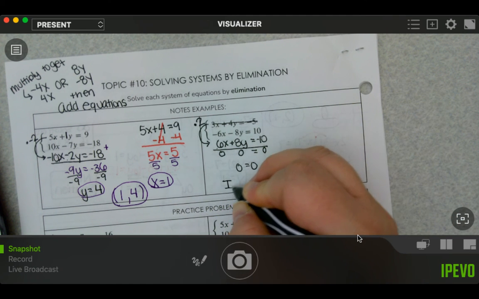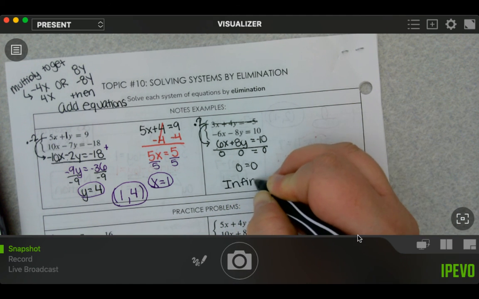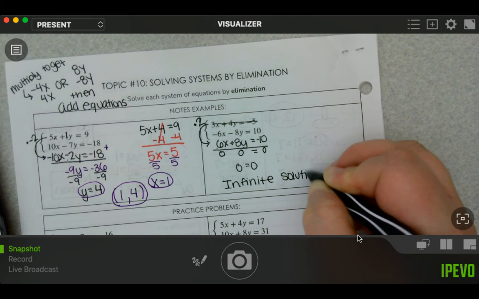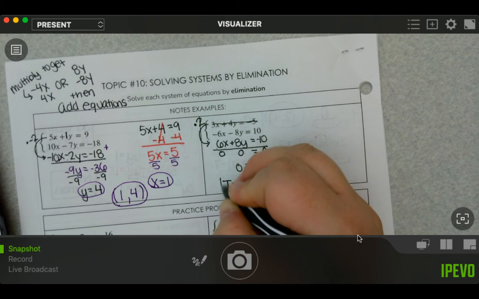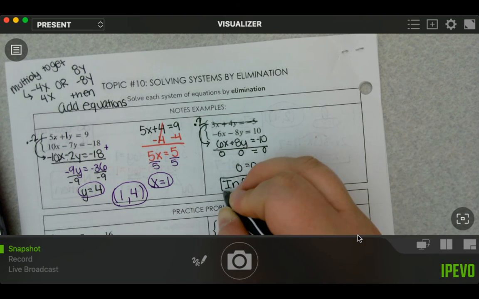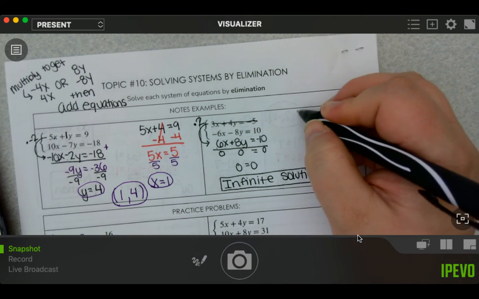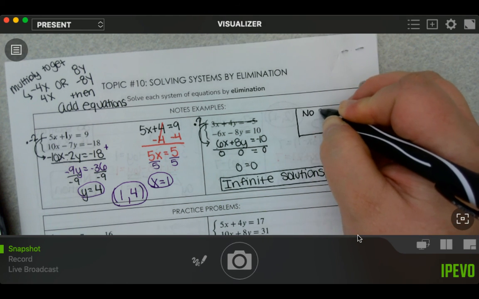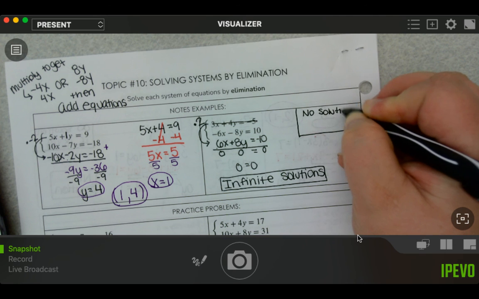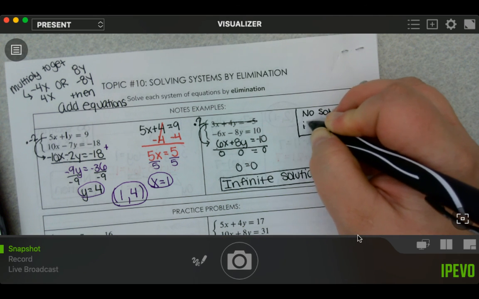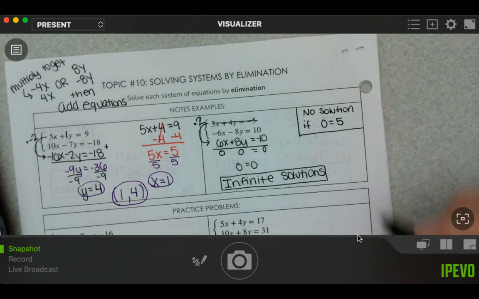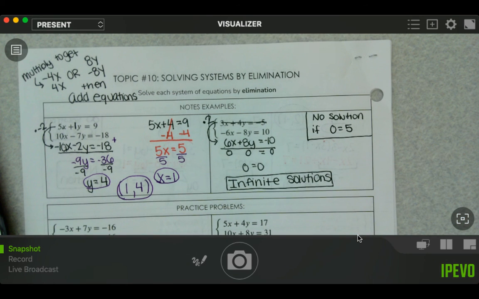That is infinite solutions. Because 0 equals 0. And I put this note on the back, the other page too. It would be no solution if it was something like 0 equals 5, because 0 does not equal 5. Okay?